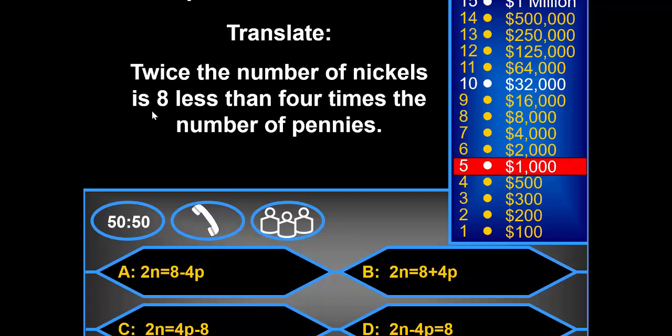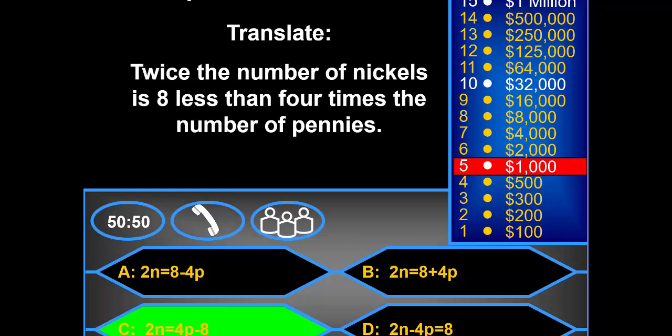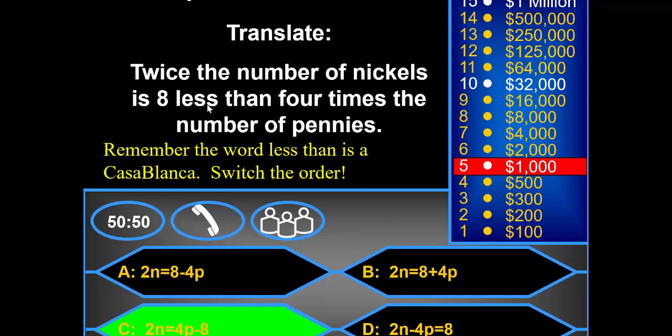Time's up. Let's take a look. The correct answer is C, 2n equals 4p minus 8. We do that because twice the nickels, that's 2 times n. Don't forget, is translates to the equal sign. When we use the word less than, that means minus, but less than is a Casablanca rule. You're going to switch the order. You're going to put 4 times the pennies minus 8. Let's get going to the next question.